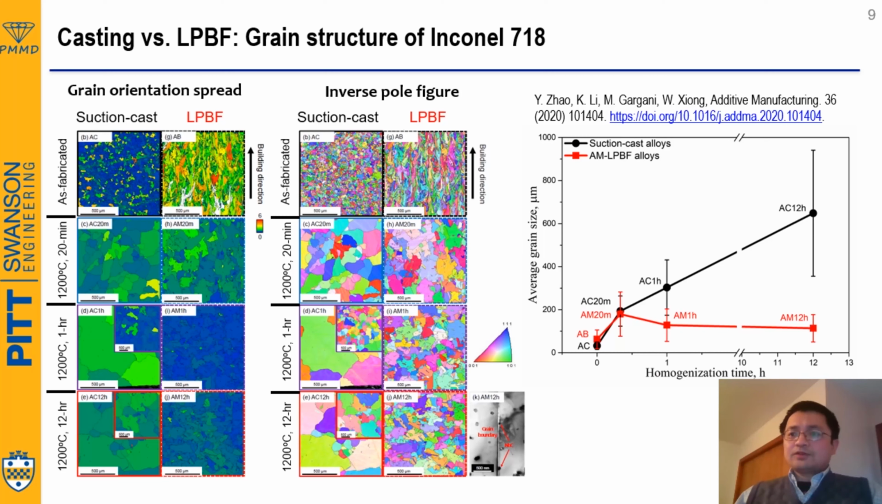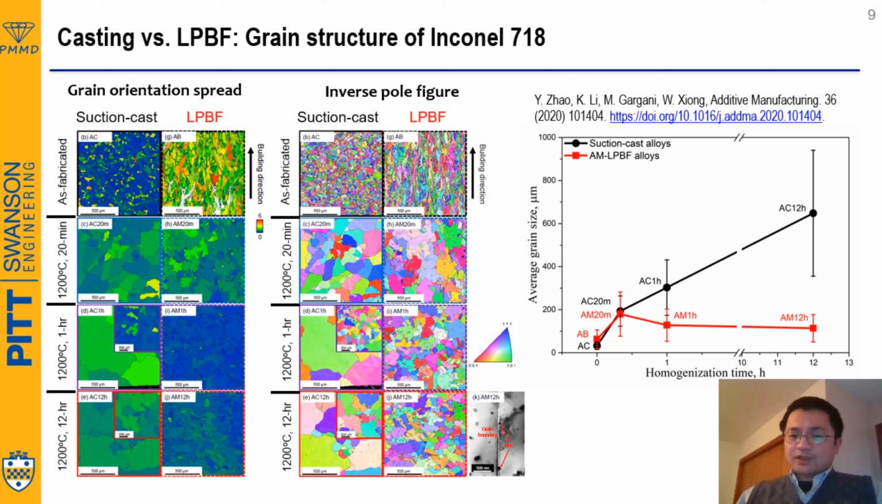And one of the driving forces that we think about this is because we find a lot of complexity in the post-heat treated examples made by additive manufacturing. So this is a study that we performed with Inconel 718. As you can see, this is the figure showing the IPF on the EBSD. The additive manufacturing example shows a significant difference compared with the suction cast. This is the as-fabricated alloy. This is after 20 minutes, 1 hour, and 12 hours at 1200 degrees C.